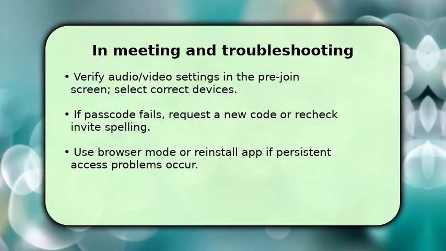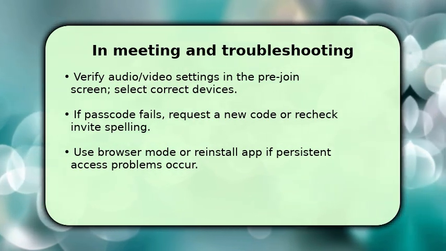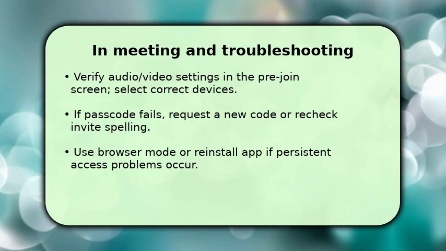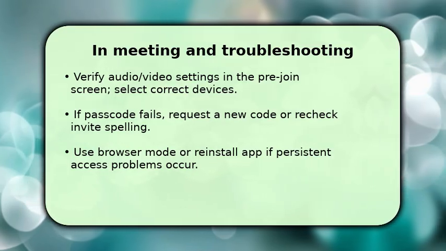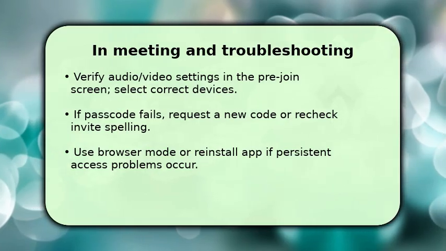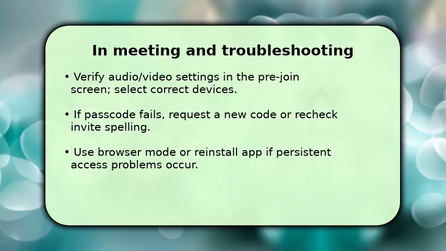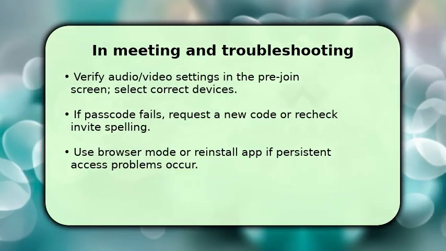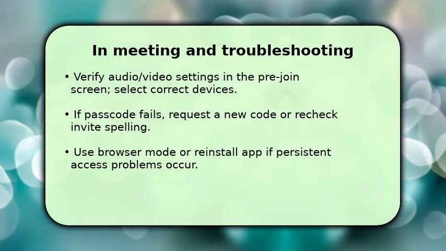If the passcode is rejected, double-check for extra spaces, copy/paste errors, or similar characters. Ask the organizer to resend the code when needed. If you still can't join, try the Teams web client or clear the app cache and reinstall. These steps resolve most authentication glitches.